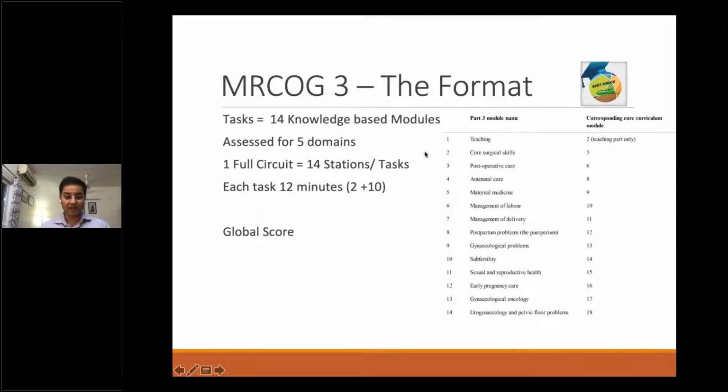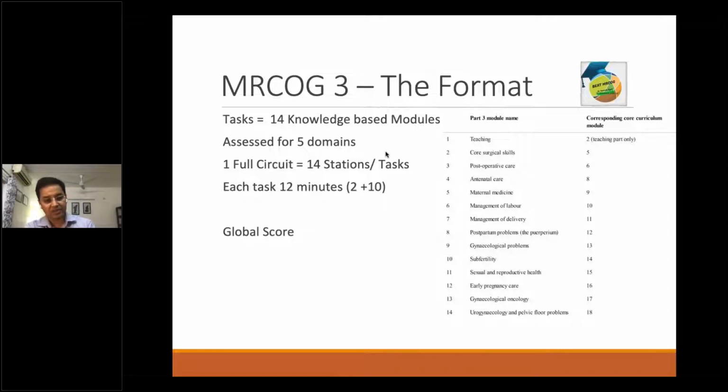Now, the format or the anatomy of this exam. The part 3 exam consists of 14 tasks, which are linked to the 14 knowledge-based modules of the UK OBG curriculum, and we have the list on the right side. These are the knowledge-based modules to which these 14 tasks or 14 stations will be linked, and each of the modules will be assessed in terms of 5 domains. Again, we will discuss those domains in detail.